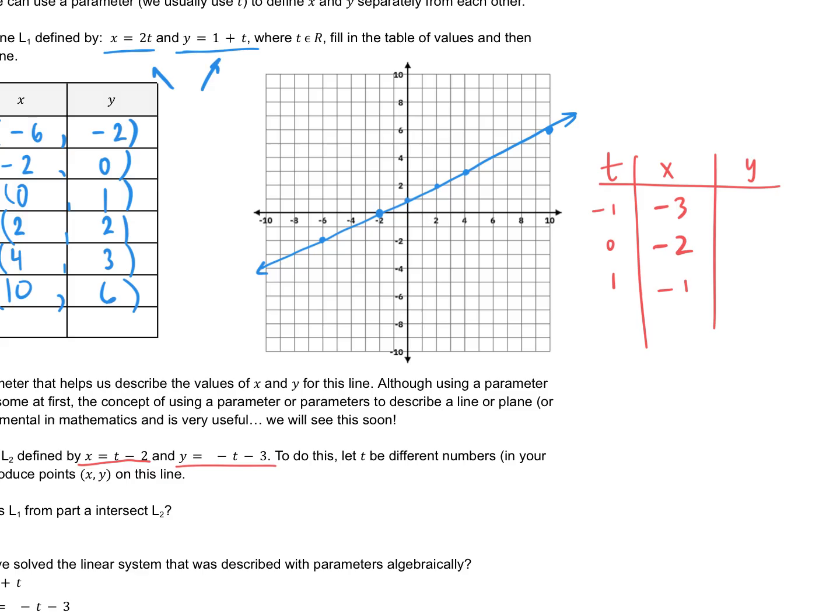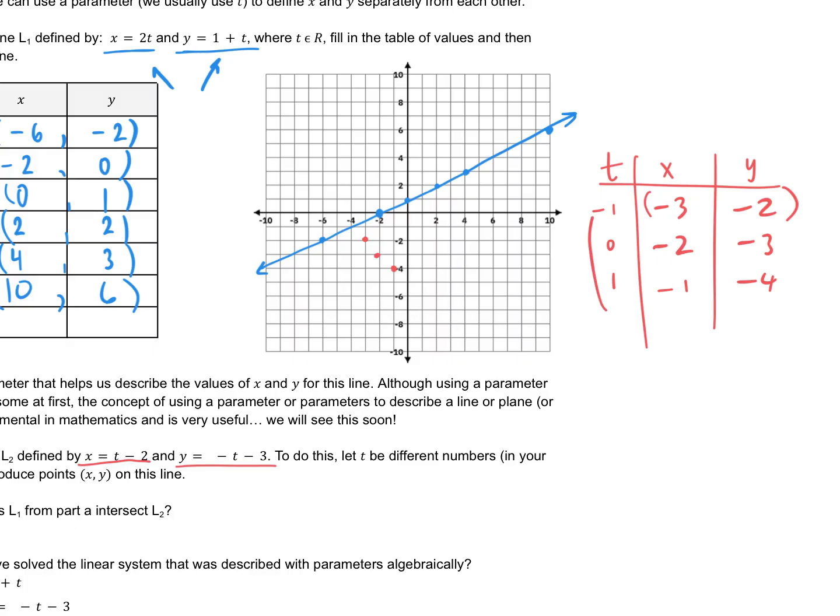Y is defined as -t minus 3. So -1 is 1 minus 3 is -2. -0 minus 3, -1 minus 3. Here we are. I'm going to plot these points. We have -3, -2, -2, -3, -1, -4. I feel like if I just go backwards, I'll have a point of intersection.